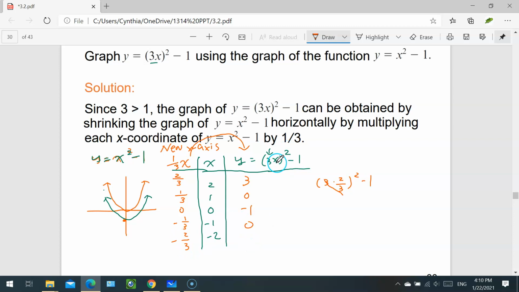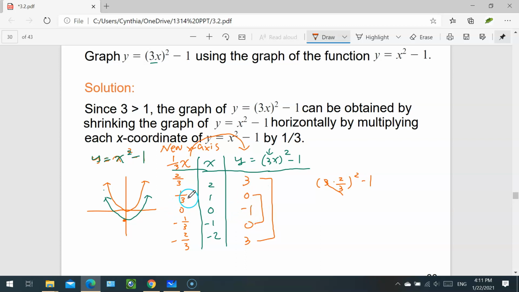Negative 2/3 plug in here, you will get a negative 2. Negative 2 squared is 4. 4 minus 1 is 3. So if you look at the y value, when you have a quadratic function, they come with a symmetric pattern. Based on your x value, when you have the same x value, but one is positive and the other is negative, in that case, the y values are equivalent. So 0, 0, right? And this will be the vertex point.